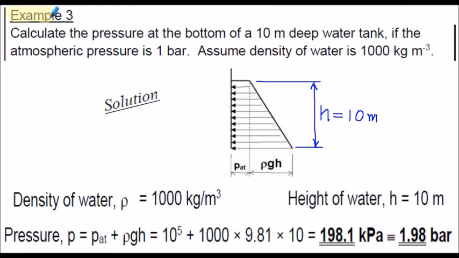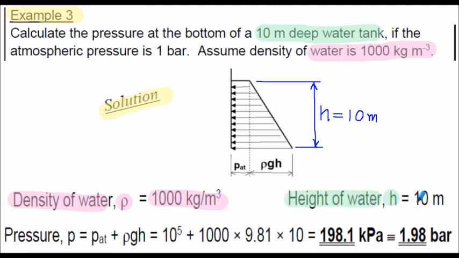So example 3, here's the solution. Extracting the information from the question, the density of water is given as 1,000 kilograms per meter cubed. So that's the value of rho here. The height of the water tank is 10 meters. Height of water here, h, is 10 meters.